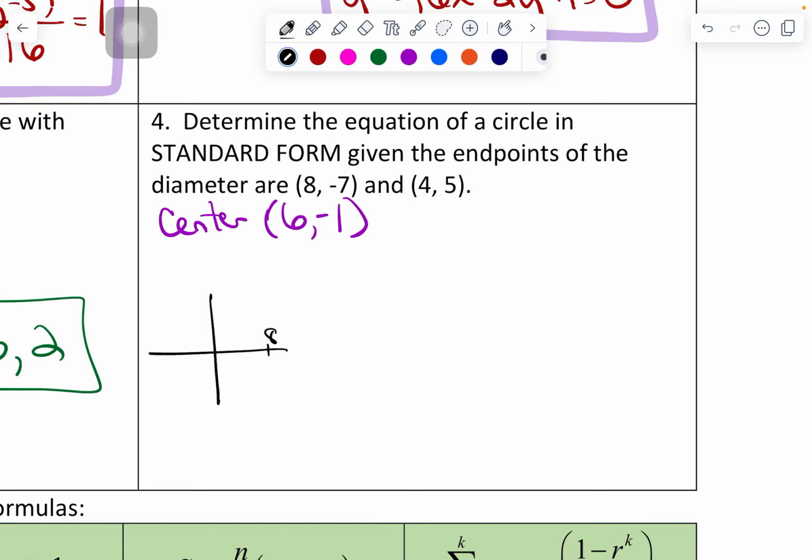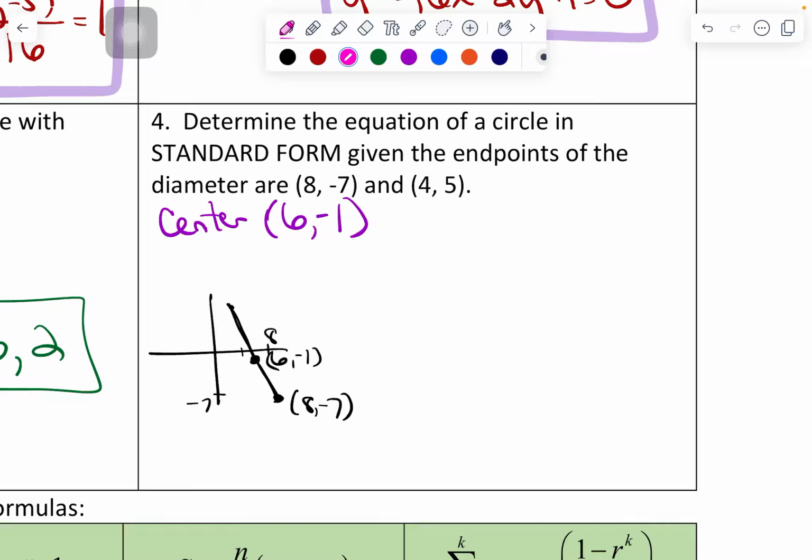So 8, -7 is down here. Let's see, 4, 5 is up here. And we're looking for that. So my center is going to be somewhere right here. Okay, that was at 6, -1. That point was 8, -7.